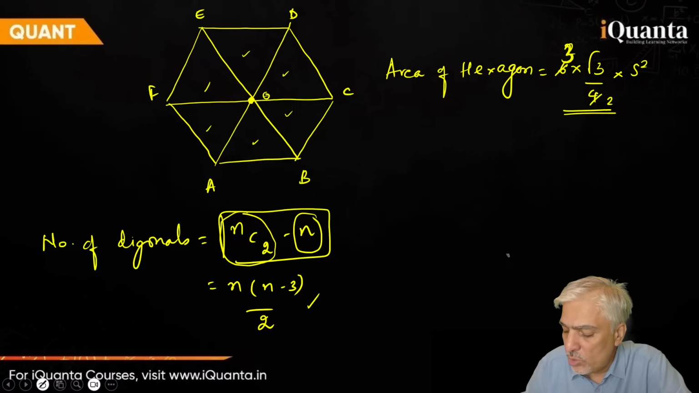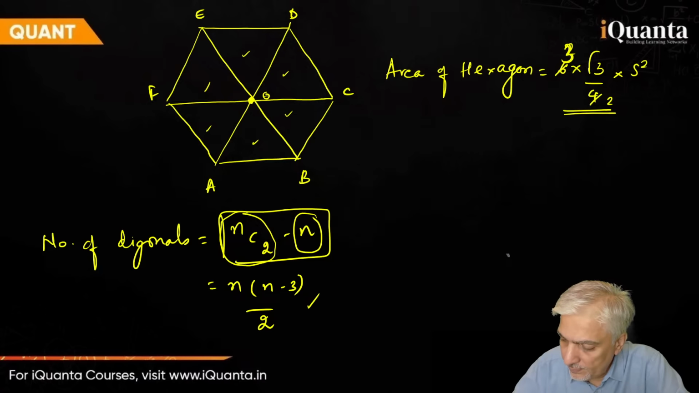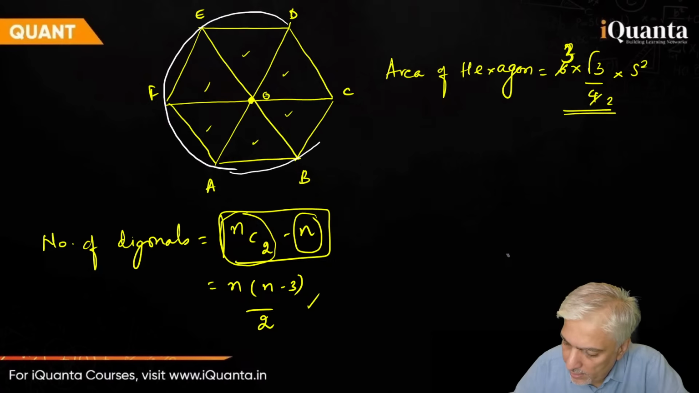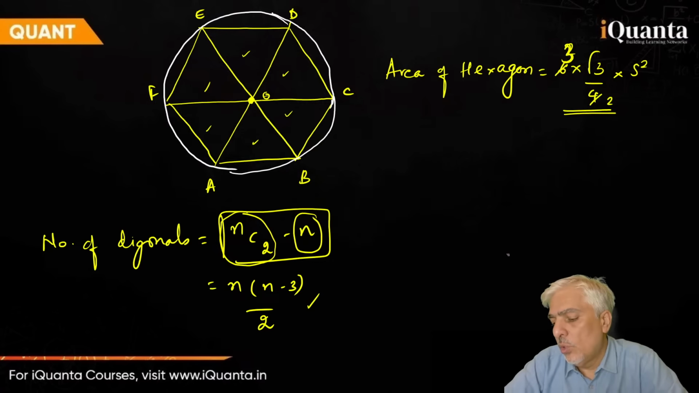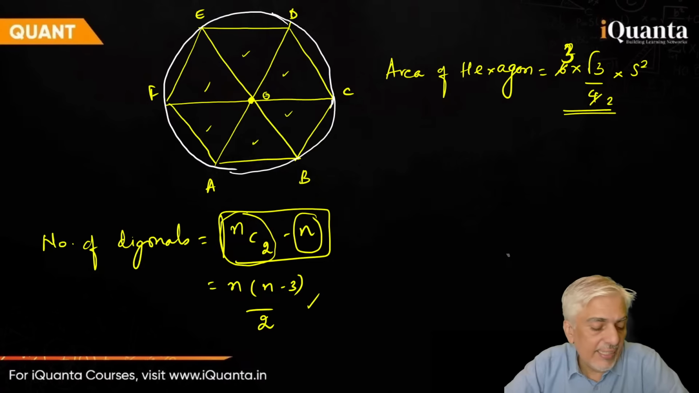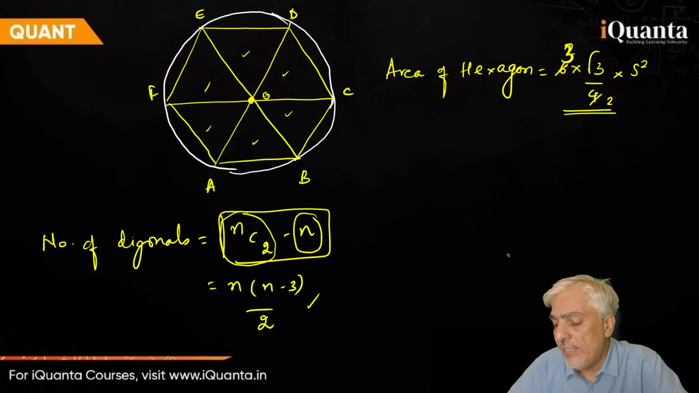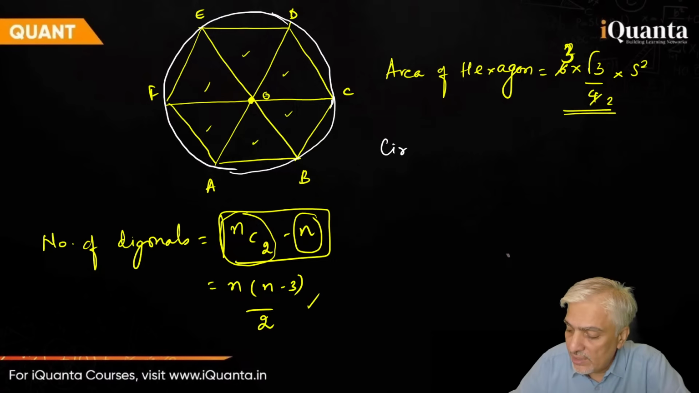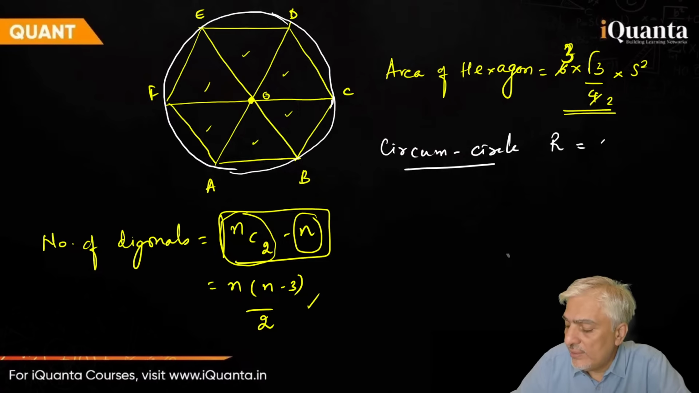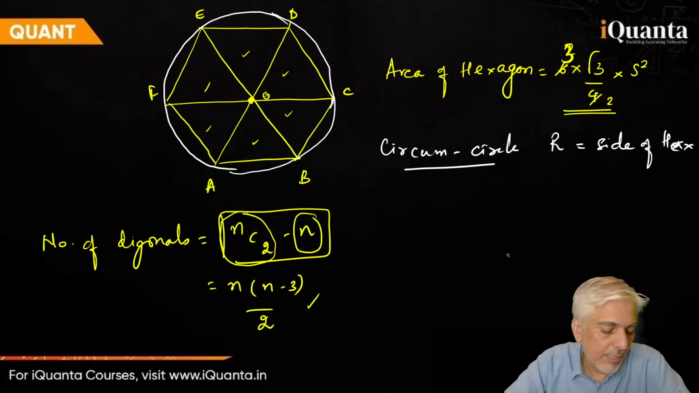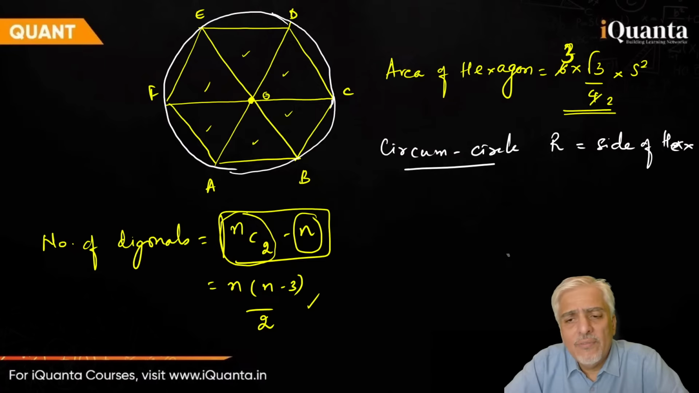In hexagon, if I have to draw the circumcircle, what will the radius be? You can see in the diagram only. This side, OA, OB, OC, all of them are radius only. So can I say for the circumcircle, radius is equal to side of hexagon, right? So many problems. One thing is very simple.